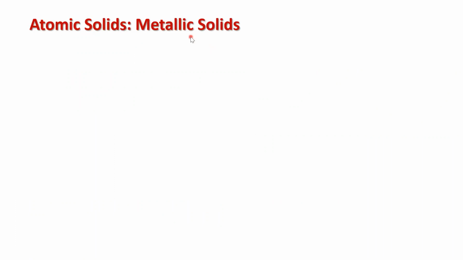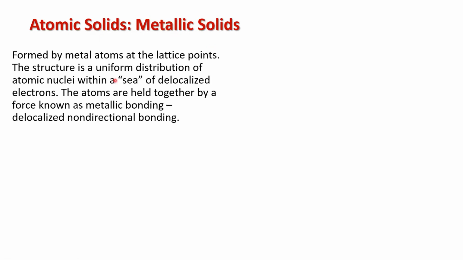So for atomic solids, we've got two types. The first type are metallic solids, which means we've got metals at the lattice points. The way they are formed is that we have metal atoms at the lattice points, and the electrons surround those metal atoms. They're delocalized electrons. They're not attached to one atom or identified with one atom. Sometimes it's referred to as a sea of electrons. So the metal atoms are embedded within a sea of electrons, and we say that those electrons are delocalized, or non-directional.